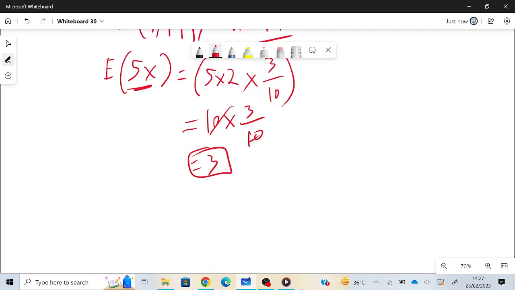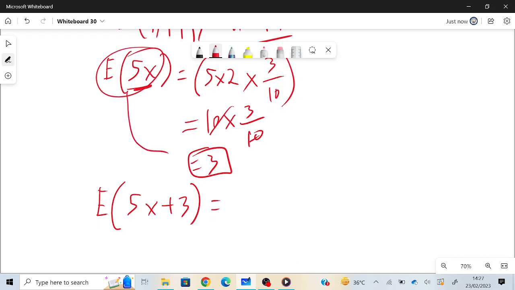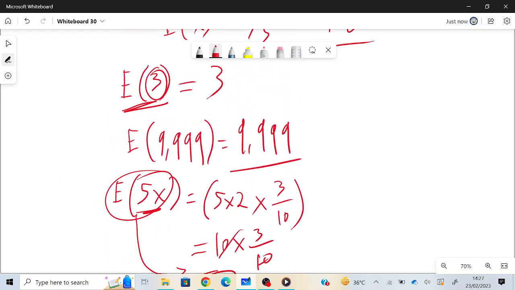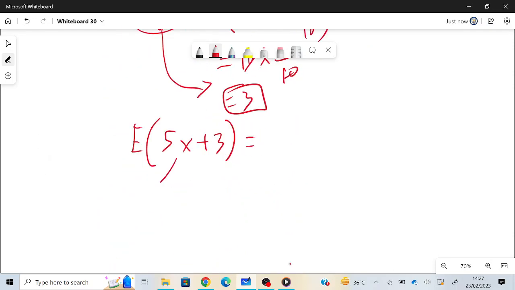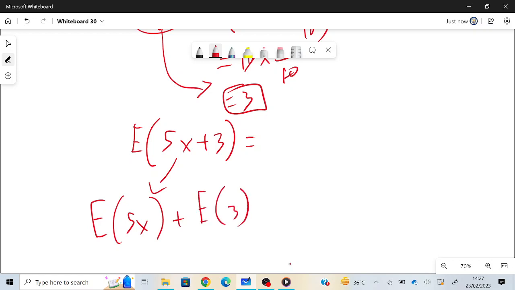And lastly, another way they could ask you is by doing something like this. Let's say 5x plus 3. The quickest way to do this is, you know your E of 5x, which we would have gotten over here if we completed this. Simply take that and add your E of 3, which is this over here. So essentially, you just broke this into two different parts: E of 5x plus E of 3. And that's another quicker way to do that particular type of question.